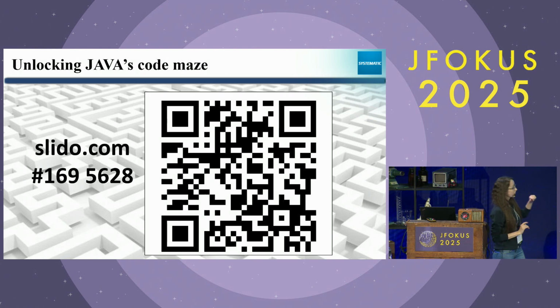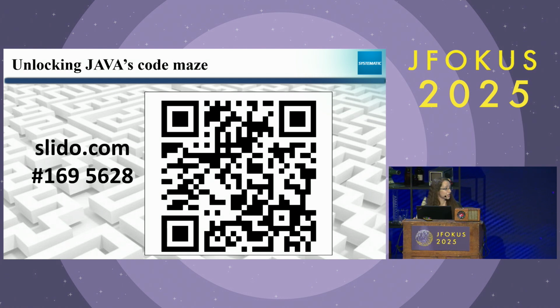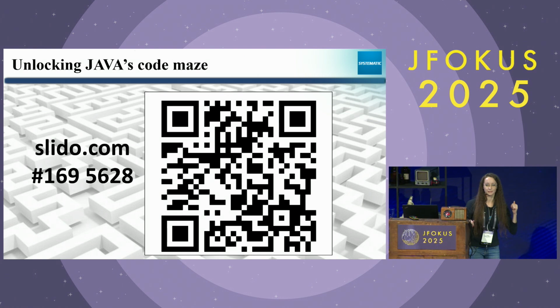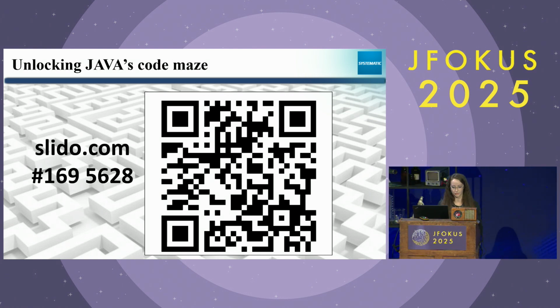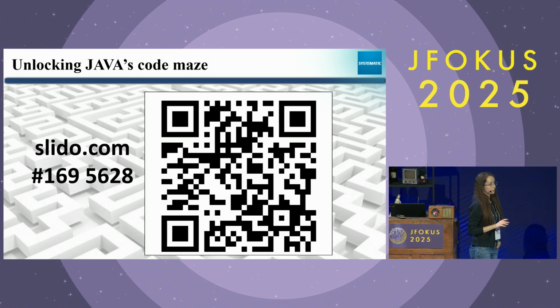You will find here a QR code. I hope it's big enough to be seen at the back of the room as well. I kindly invite you to scan this QR code and register for the quiz. In case it doesn't work, even though I tested it two hours ago and it worked fine, I also pasted the slido.com link, and you have there the meeting number that you can join. It's 1695628. While all of you join, I will explain how I structured the exercises.